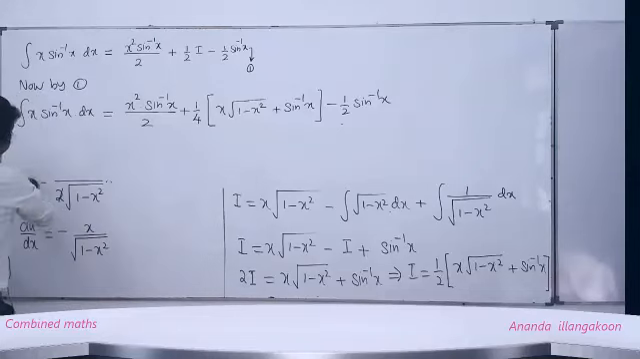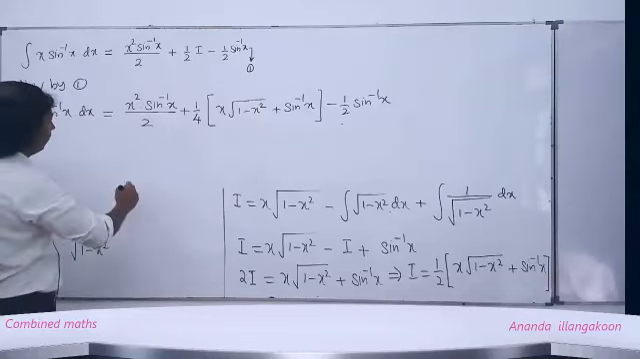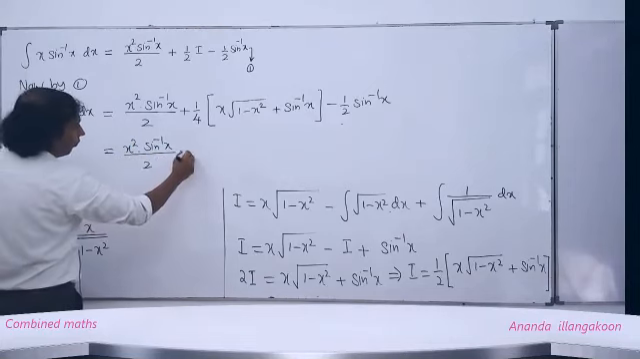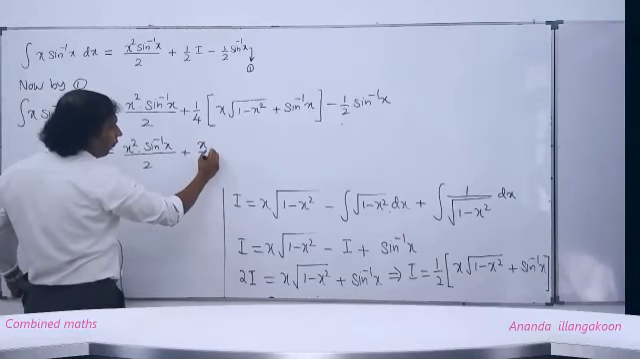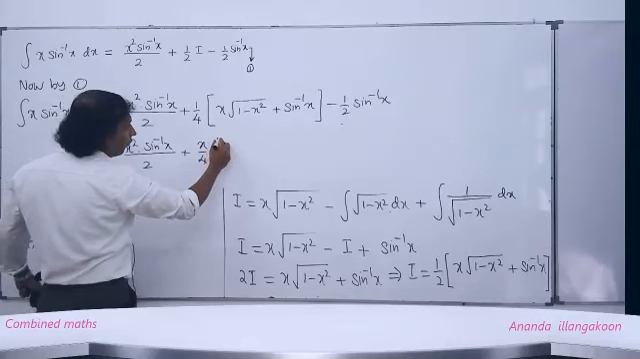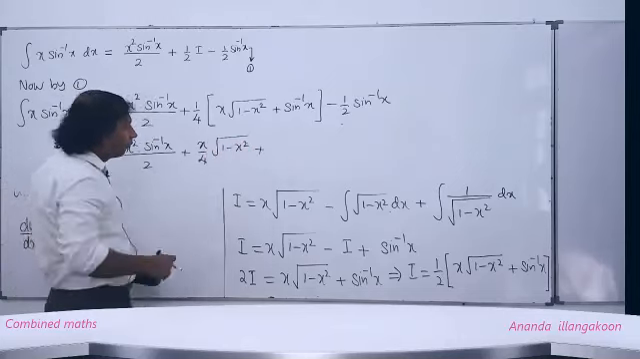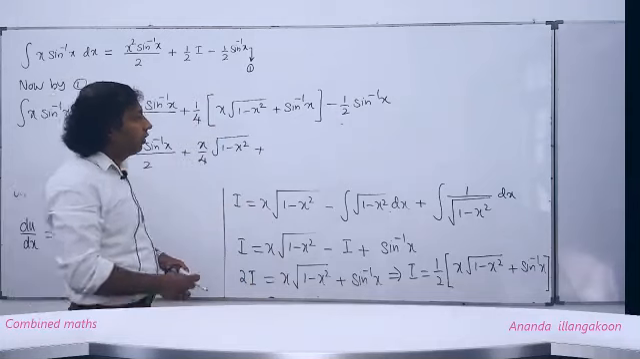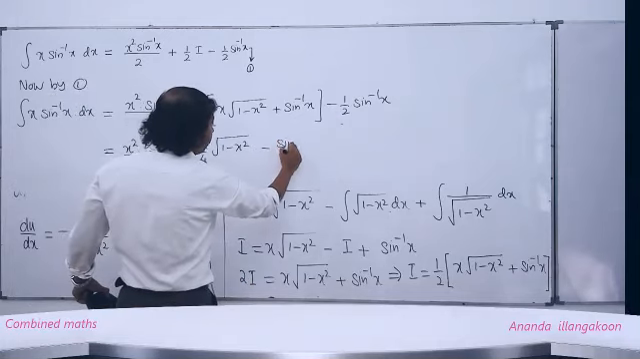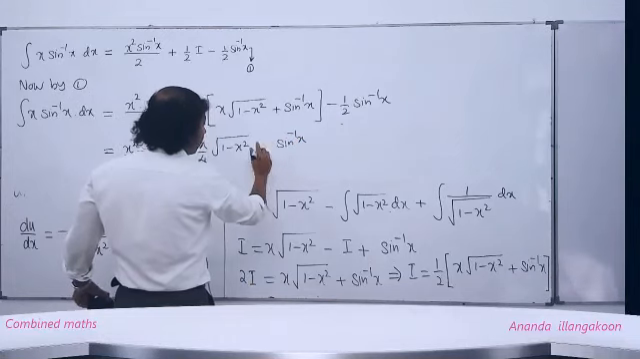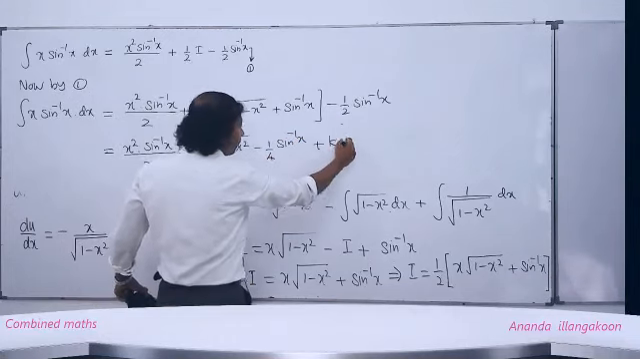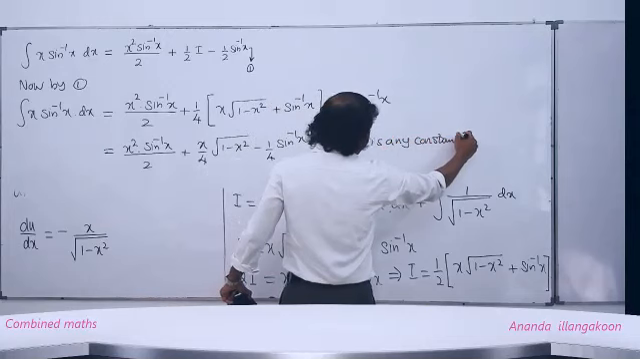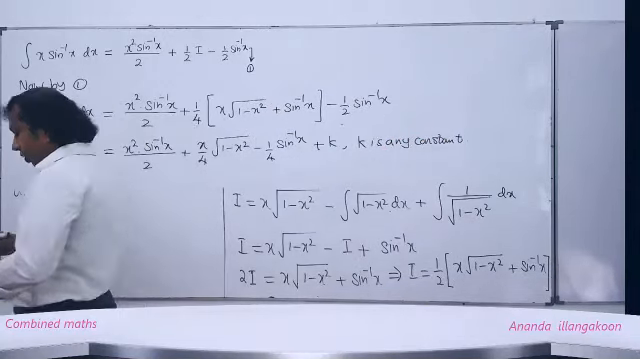Yeah, now we can furthermore simplify this. x squared sine inverse x by 2, here x by 4 square root of 1 minus x squared. Here 1 upon 4 sine inverse x minus this, then we get minus sine inverse x by 4, no? Plus k. K is any constant. K is any constant. This is how we take the terms.